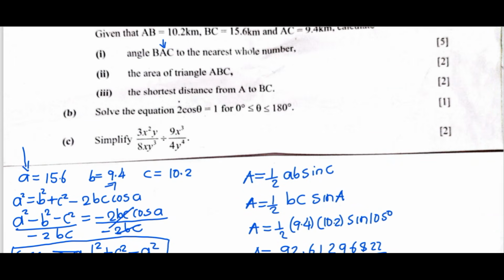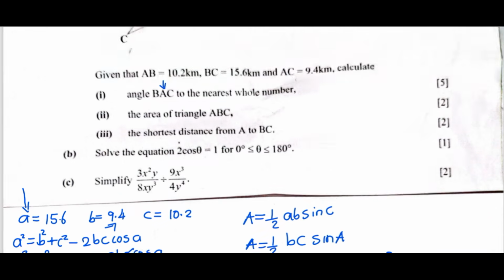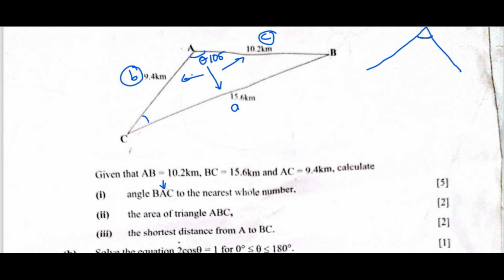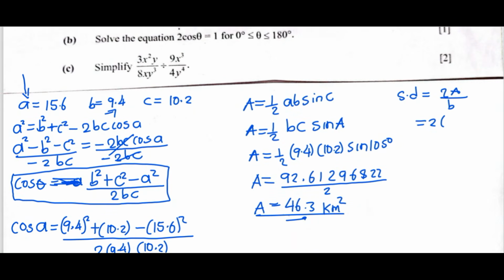Now for Roman number 3, shortest distance from A to BC. From A to BC. So the formula for the shortest distance is this one. So shortest distance is equal to 2 times the area over the base. So 2 times the area. The area is 46.305 over, now what's our B?